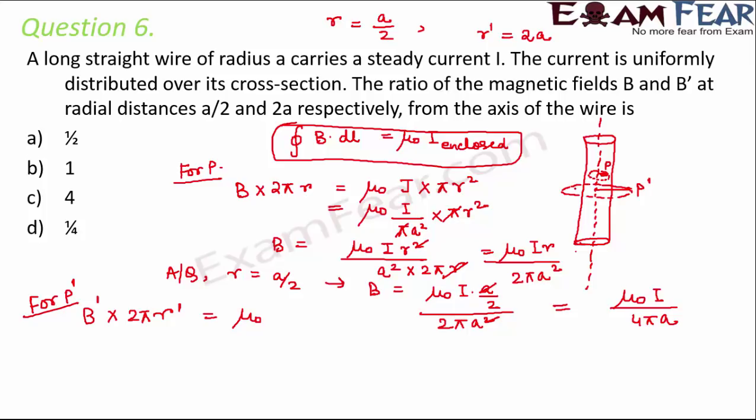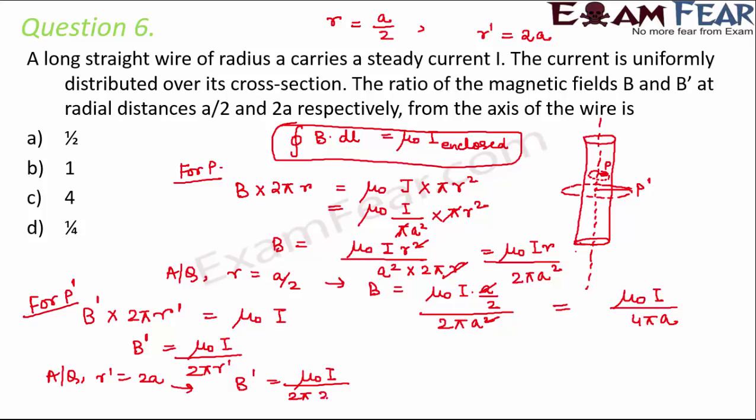What will be the total current enclosed by this Amperian loop? Outside you do not have current, so the total current enclosed by this loop is basically the total current that is flowing through this current carrying wire, which is I. So in this case, it will be mu naught I. So you can say that B dash is equal to mu naught I divided by 2 pi r dash. Now, according to the question, r dash is equal to 2A. So if we put that value, B dash is equal to mu naught I divided by 2 pi into 2A, which is equal to mu naught I divided by 4 pi A.